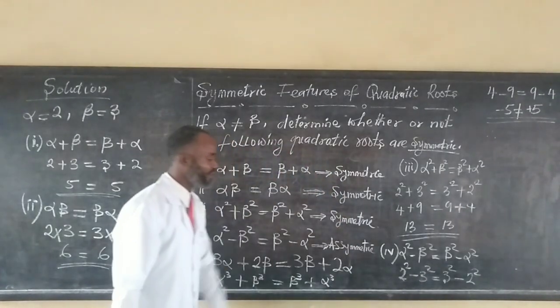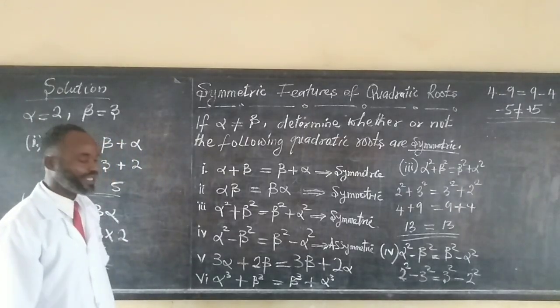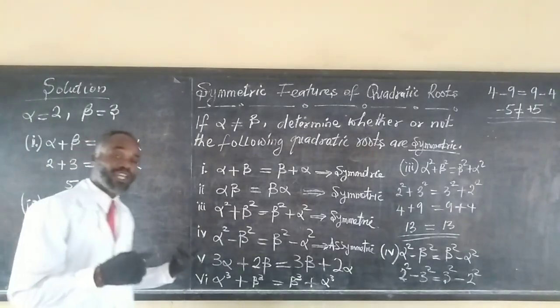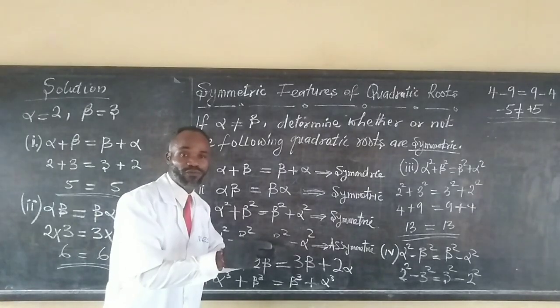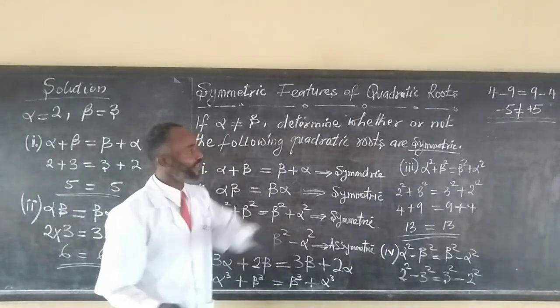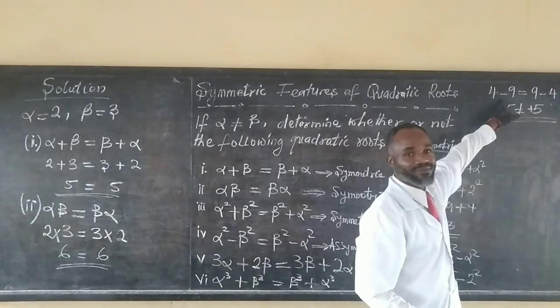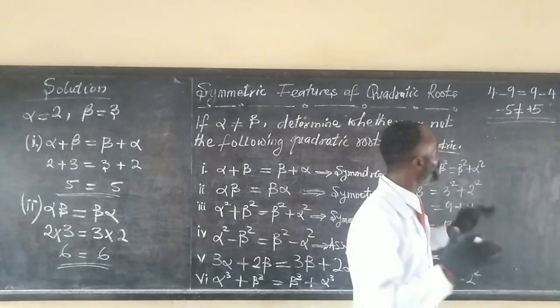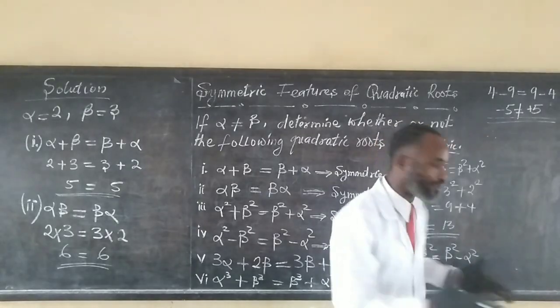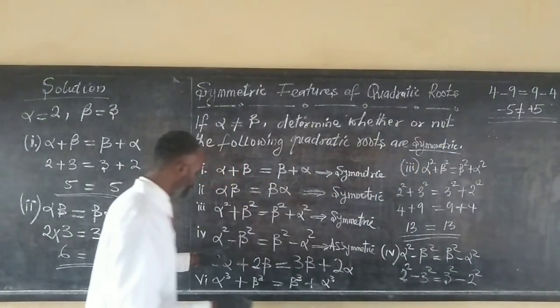Okay, solved. That one is asymmetric. It's not symmetric. Meaning, interchanging their values does not give the same answer or the same results. Interchanging their roots does not give the same results. Therefore, they are asymmetric. Feature number 4 is asymmetric.